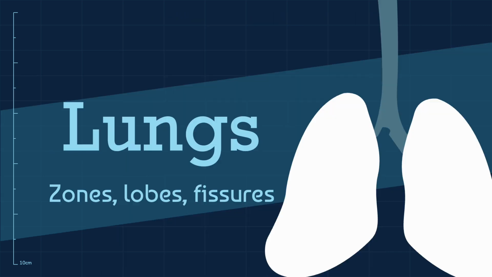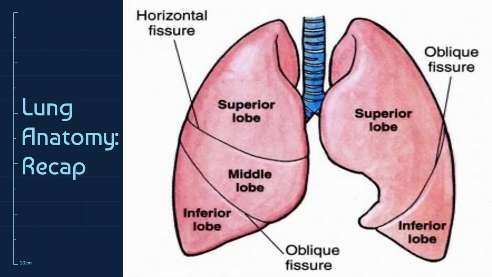Alright, that's all for airway. Next we move on to breathing. Now just to quickly recap lung anatomy, we know that the right lung is split into three lobes, the superior, middle, and inferior lobe, while the left lung is split into two, the superior and inferior lobes. Now the fissure between the superior and middle lobe is the horizontal fissure, and the fissure between the middle and inferior lobe is the oblique fissure. That's on the right side.